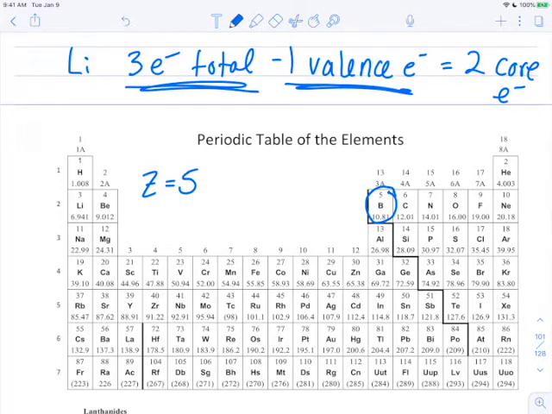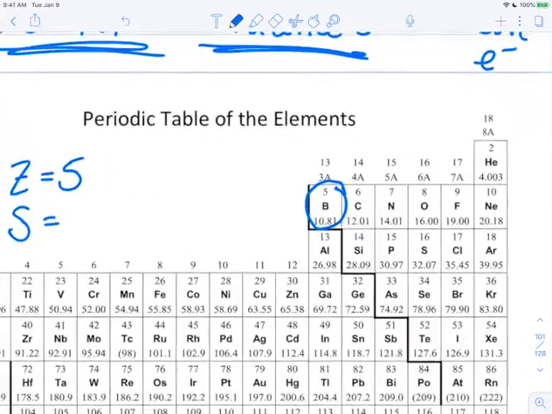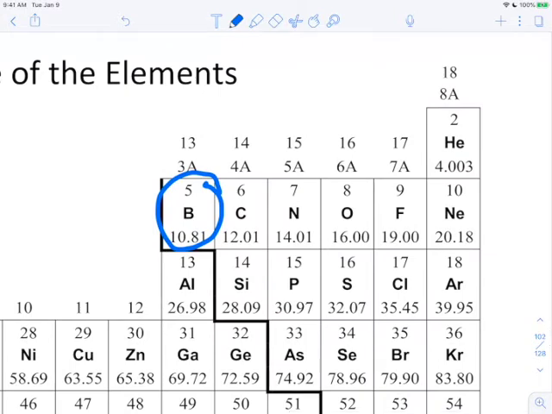Okay, so those are our protons. How about our core electrons for boron? How many core electrons?